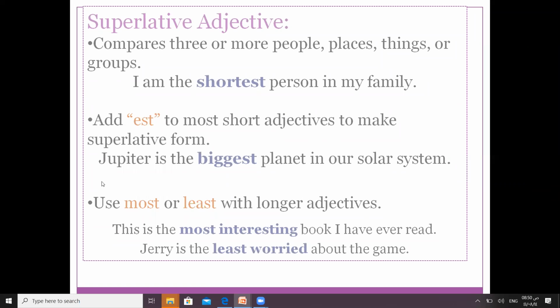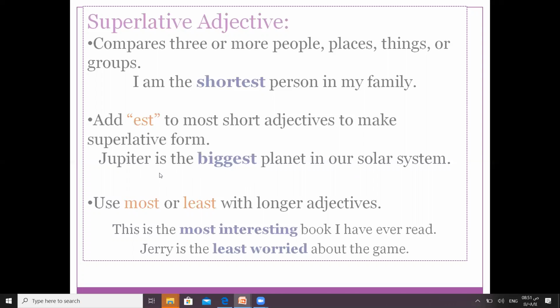Let's have another example. Jupiter is the biggest planet in our solar system. Here I'm also comparing Jupiter to the rest of the planets in the solar system. So Jupiter is the biggest. Look, what did I add? I add est and I double the G. I will explain later when we will double.